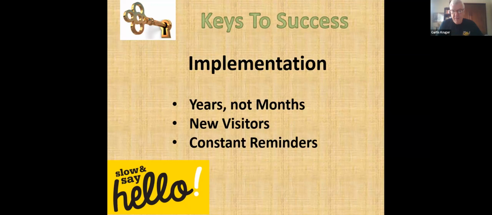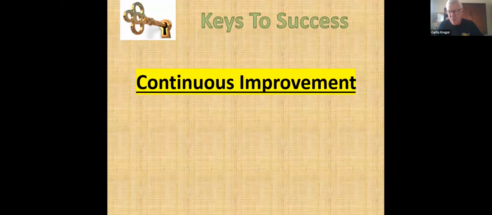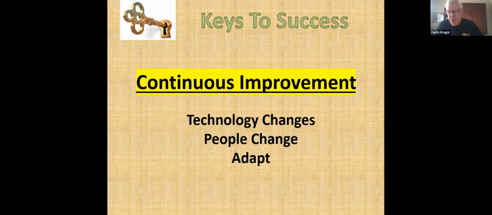And finally, learn, adapt, and improve. Continuous improvement must be a part of your approach. Every program must evolve. Initially, you should assume you'll discover better ways to improve your message or get more people to hear it. Regardless, changes in technology, the makeup of your visitors, and cultural shifts require you to adapt your program.